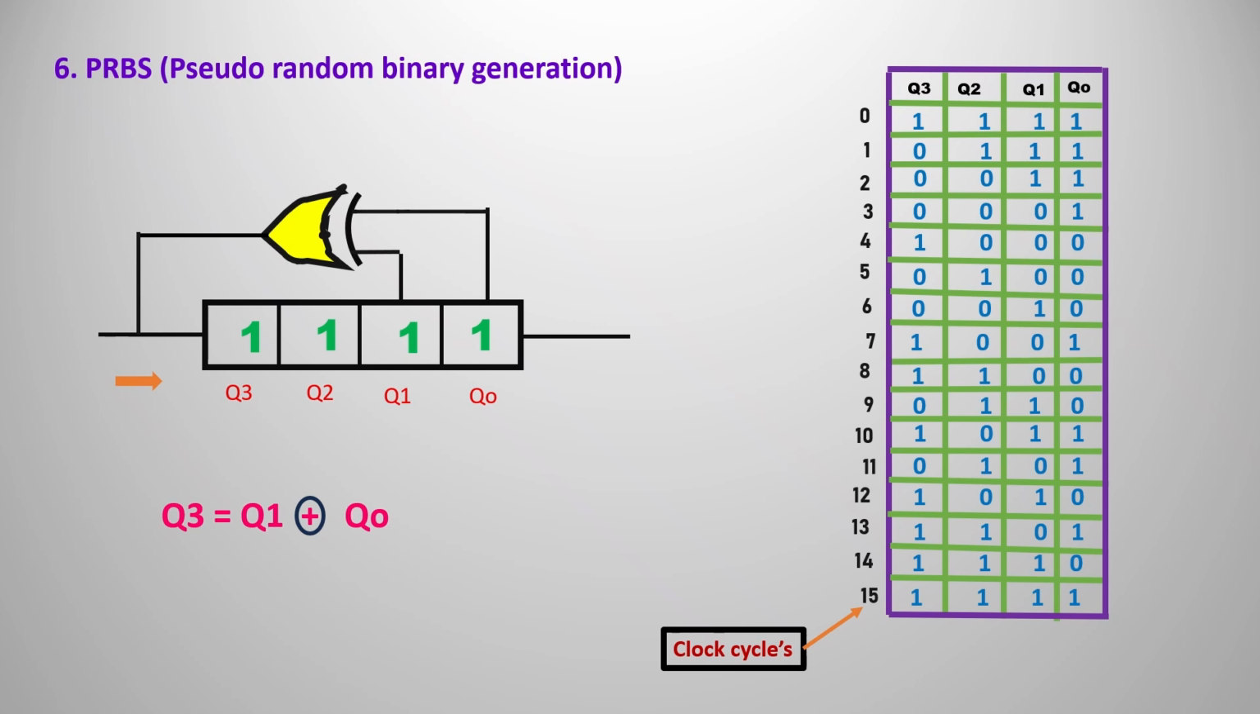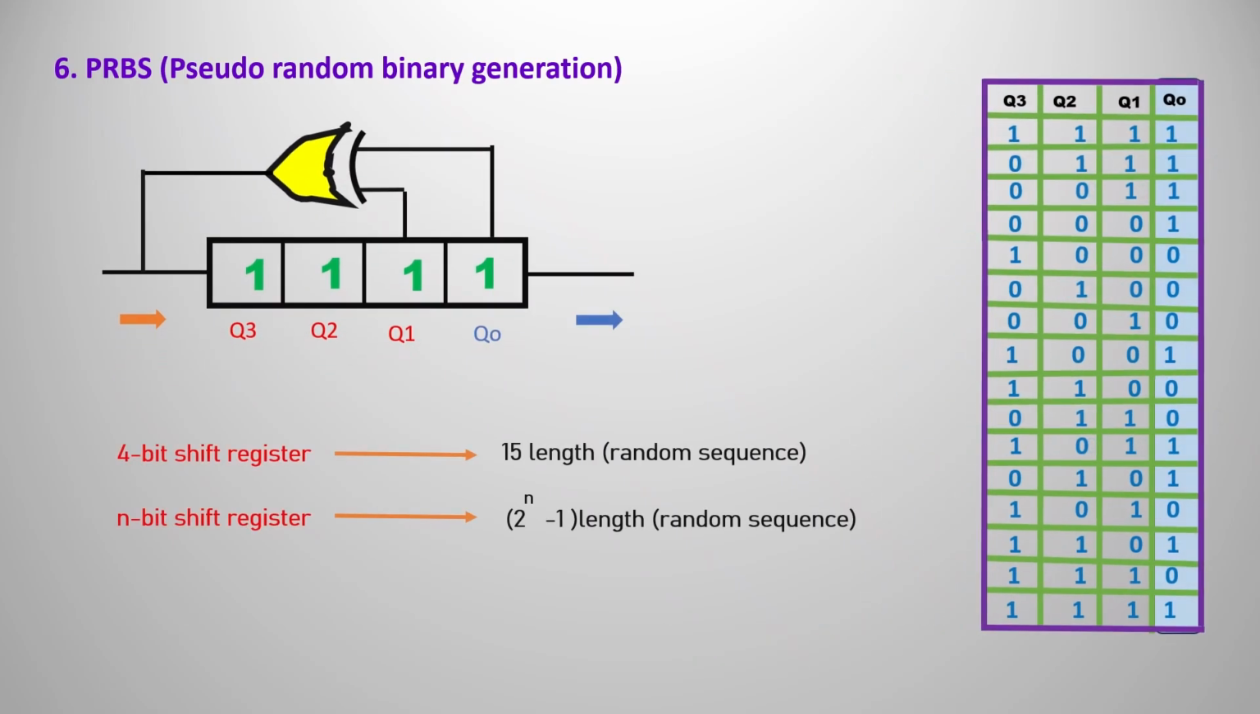So after 15 clock cycles, it is again going to come to the same state. I can simply say we require 15 clock cycles to come back to the original state. But remember, those are not min terms. As this is serial in, serial out, we are going to take the output from Q0. If you observe the Q0 column, that is some random sequence. It is not just 0 1 0 1 like a normal truth table, because we have the XOR operation there.